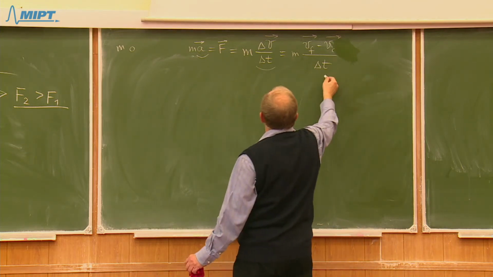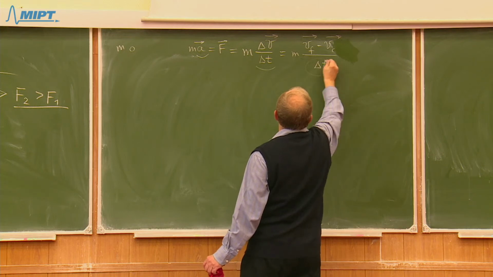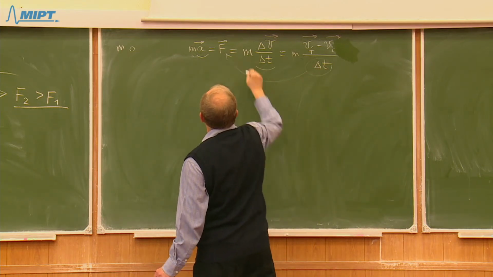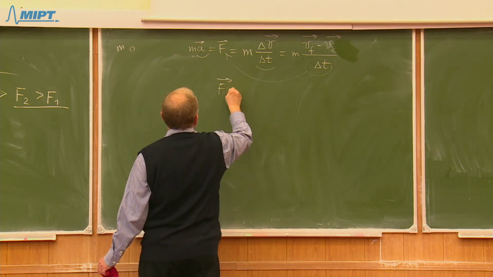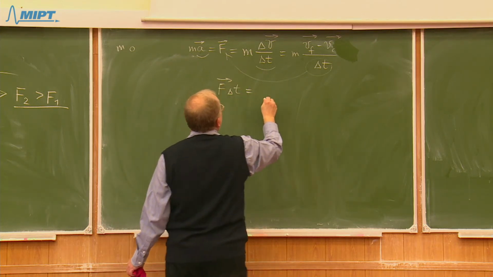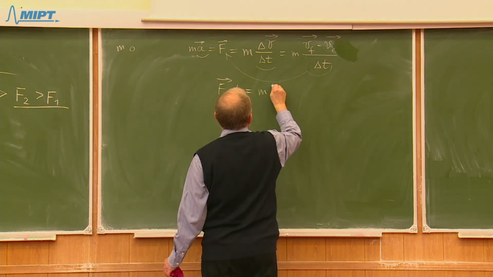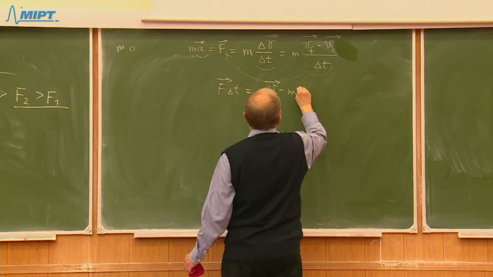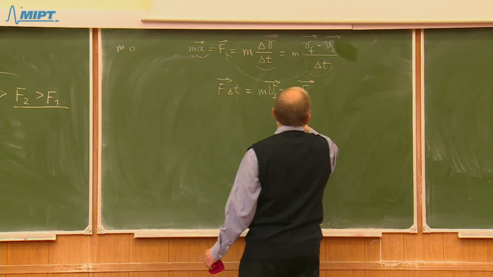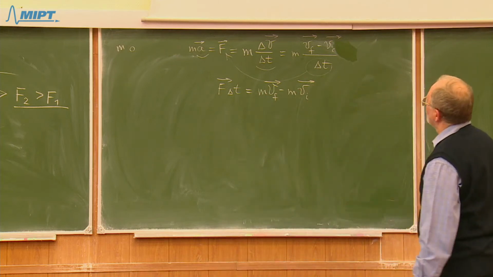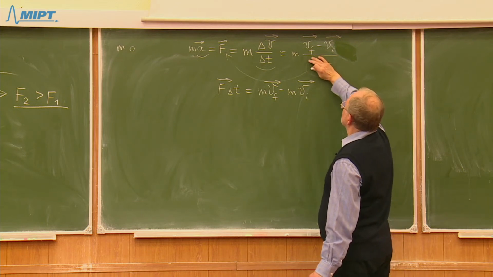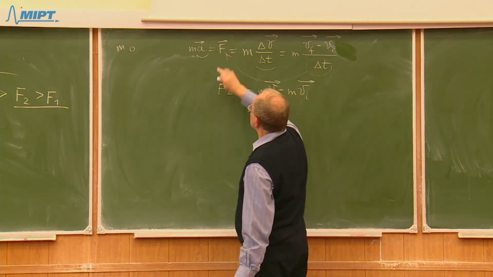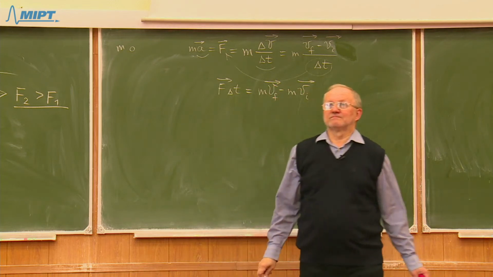Multiplying this equation by delta t, I will find delta t here, so that this equation will be written as F delta t equals m velocity final minus m velocity initial. I multiplied this equation by delta t. So delta t vanishes here and appears here, F times delta t.